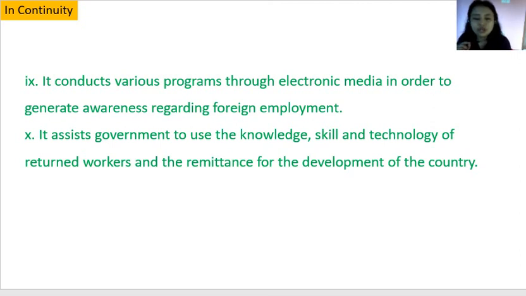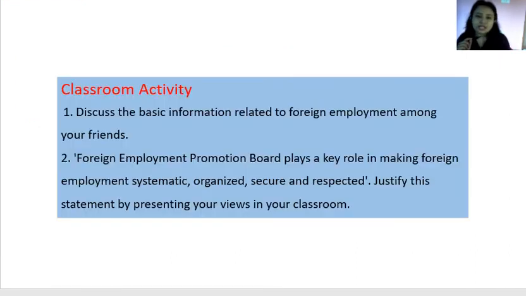As well as it conducts programs related to awareness regarding foreign employment. That can be done with the help of seminars also. They can conduct seminars, they can conduct awareness programs, they can conduct a rally, they can conduct TV shows for making people aware about foreign employment. And it also assists the government to use the knowledge, skill and technology of returned workers and the remittance for the development of the country. So this is about the Foreign Employment Promotion Board.